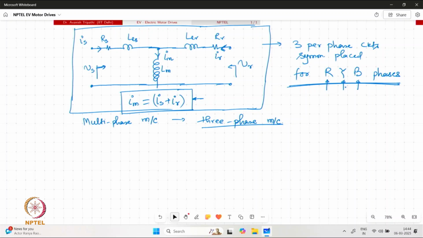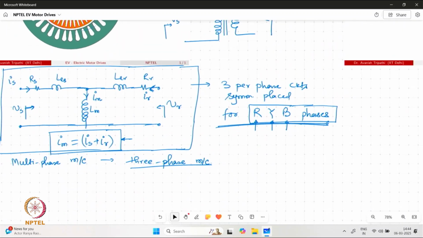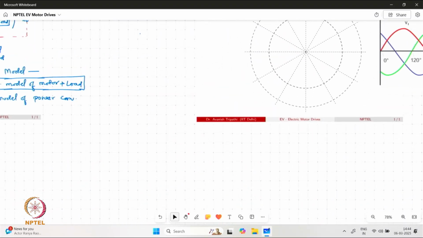Another way of representing this system could be if we can unify the three-phase system into, say, one unit, and this is where we go on and refer to these multi-phase quantities in terms of space vector. So we'll use the concept of space vector to represent our multi-phase quantities as a vector rotating in space.